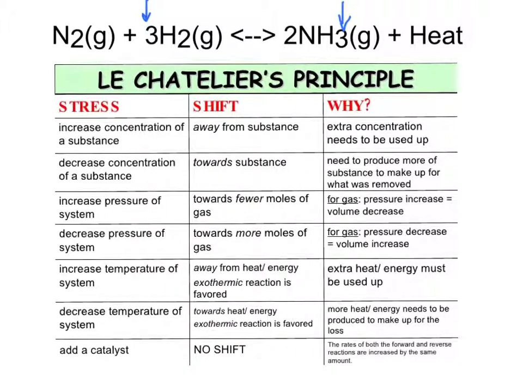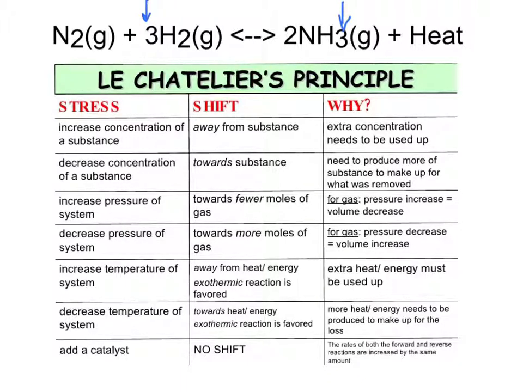So it's going to shift towards the side that has the lowest volume, which is the 2 moles of ammonia gas. Remember, we have 4 moles over here, 1 mole here, 3 moles here, but there's only 2 moles here. So this is going to take up less room. This is going to take up more room than this. So we want to get it back to something that has a lower volume.